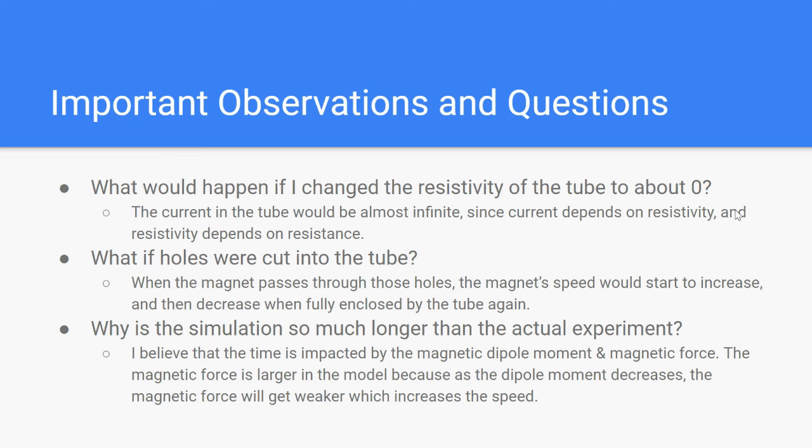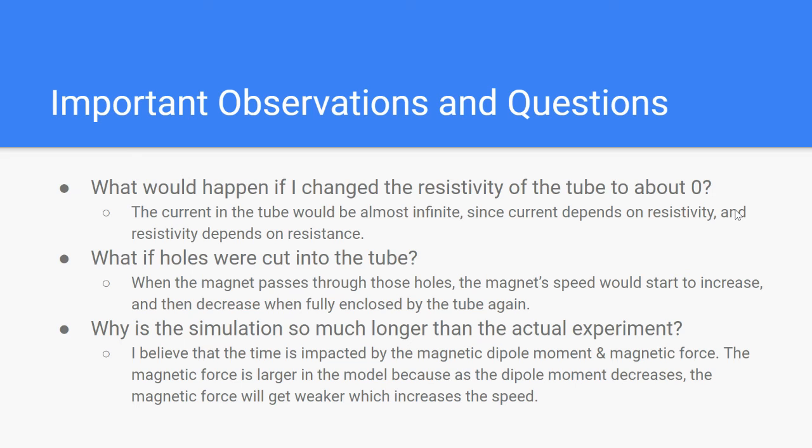So what if holes were cut into the tube? You can think of it kind of like how when you're calculating the magnetic field, it has to be completely enclosed in order to have a magnetic field reading. So when the magnet passes through those holes, the magnet speed would increase because it's no longer being covered up and there's nothing helping with the braking. And then it decreases when it's fully enclosed by the aluminum in the tube again.